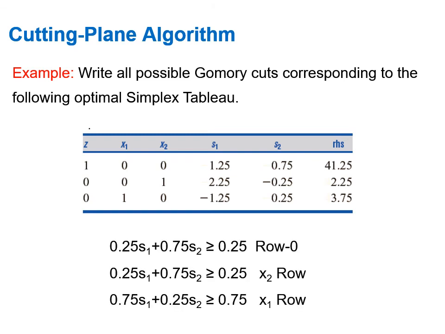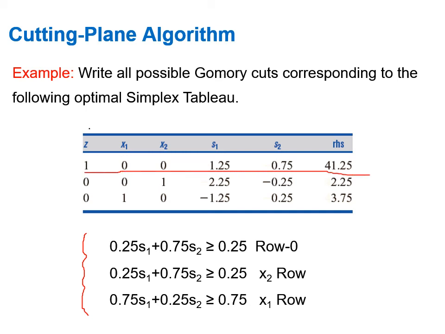Okay, so I hope you worked on the problem by yourself and you were able to write the Gomory cuts. These are the answers, so you can check your answers with this one. Basically, how do we do it? For the first one, this is row 0.